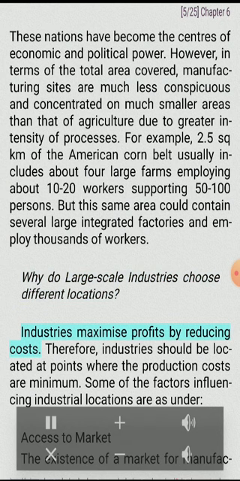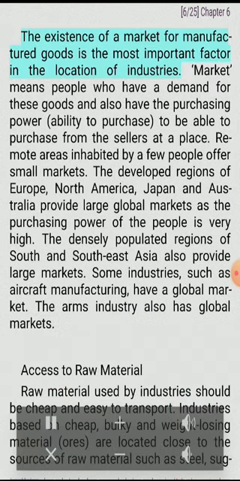Why do large-scale industries choose different locations? Industries maximize profits by reducing costs. Therefore, industries should be located at points where the production costs are minimum. Some of the factors influencing industrial locations are as under.